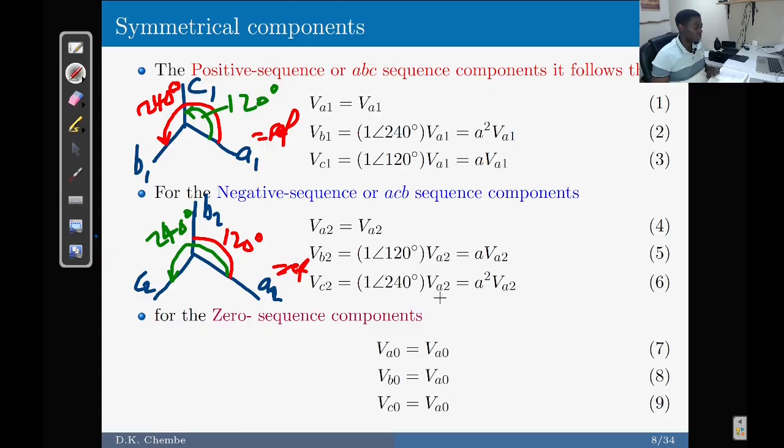For the zero sequence, like we said, there are no angles, so we simply have the zero sequence components. VA0 is equal to VB0, equal to VC0. So all the components are equal to one another.